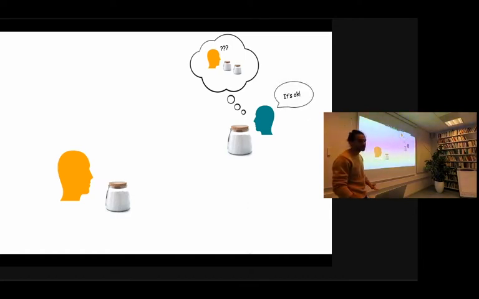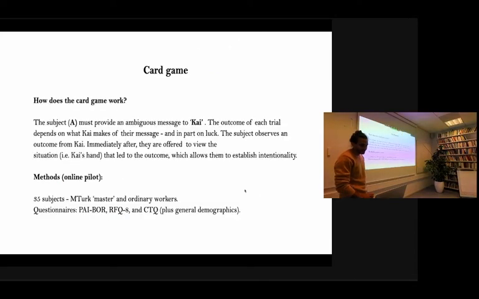It's okay, because they got confused. So how does the card game work? The subject must provide an ambiguous message to Kai. So the ambiguous message is "pass the salt," okay? And the outcome of each trial depends on what Kai makes of their message.